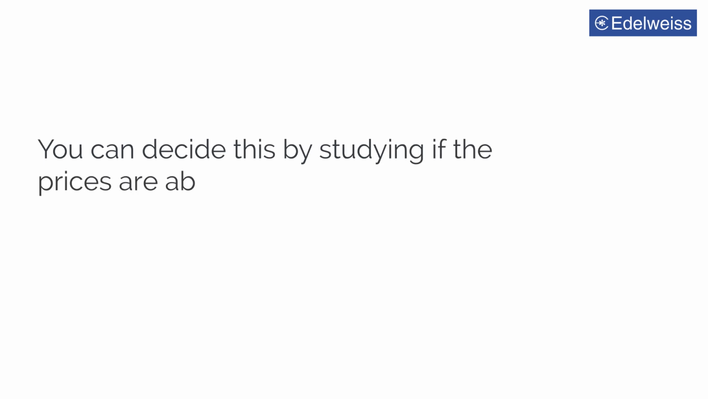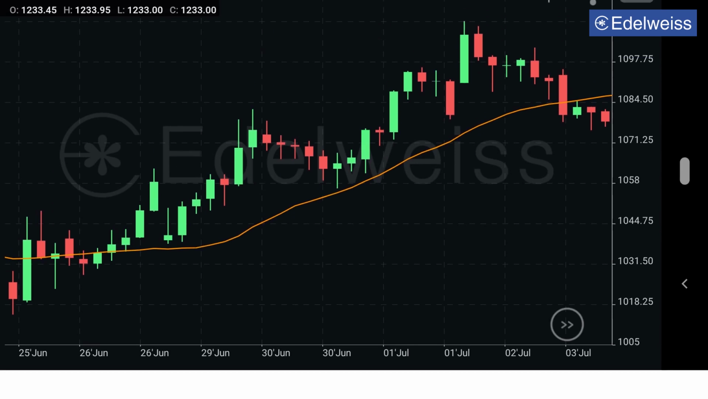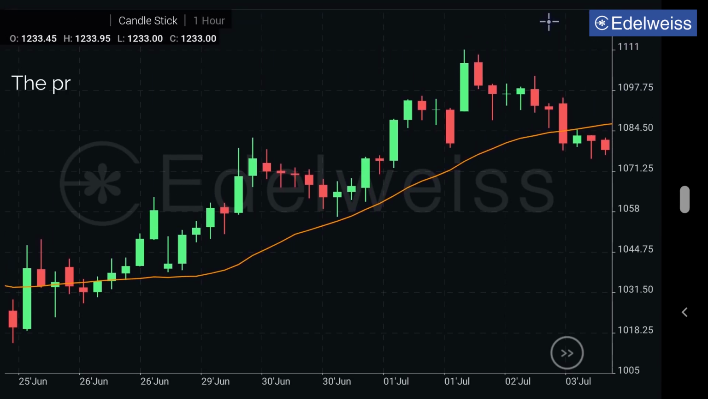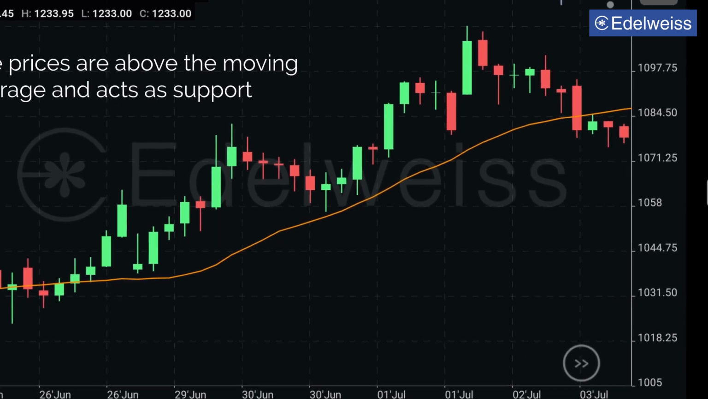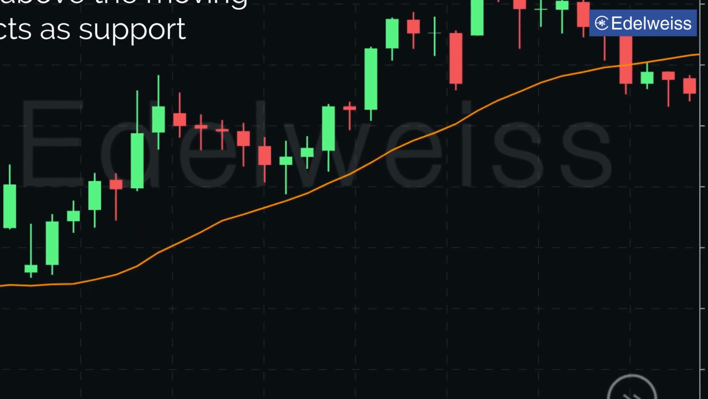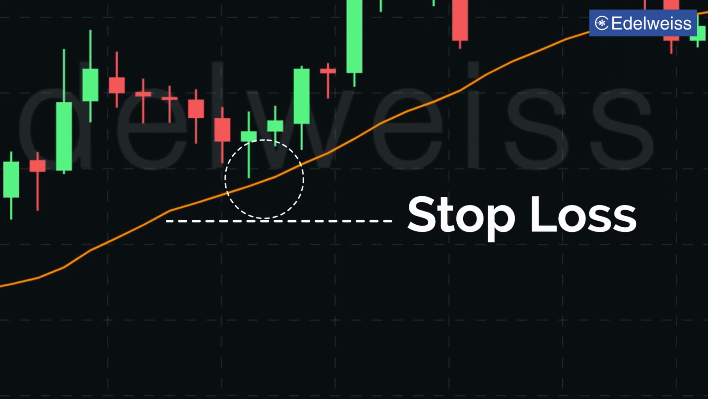You can decide this by studying if the prices are above or below the moving average line. Let us look at this chart for example. In this chart, the prices are above the moving average and it acts as support. When the prices pull back to the moving average line, you can enter a trade with a long position and set your stop loss below the moving average line.